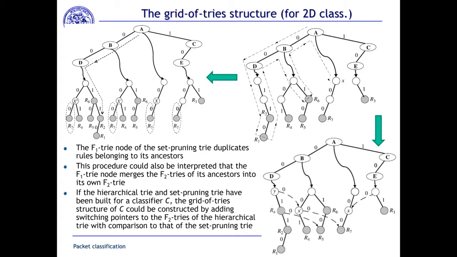Okay. The pointers are basically the links which allow us to go from one node in a specific layer 2 tree to a node in another layer 2 tree, even if they are disjoint. Okay, they have different roots, but the single nodes can be linked by using these pointers. And this is called the grid of tries because it converts this basic structure, which is basically a tree, into a grid.